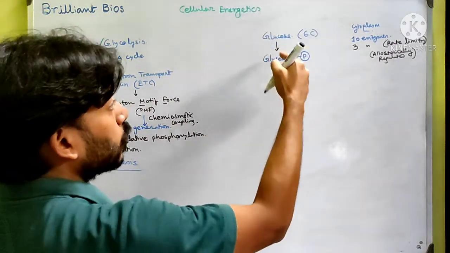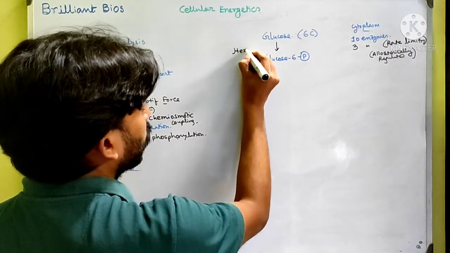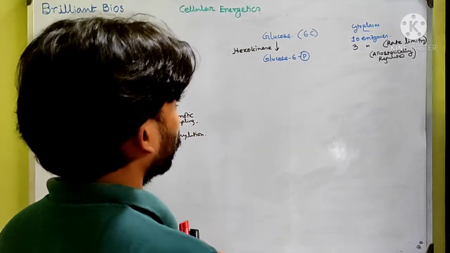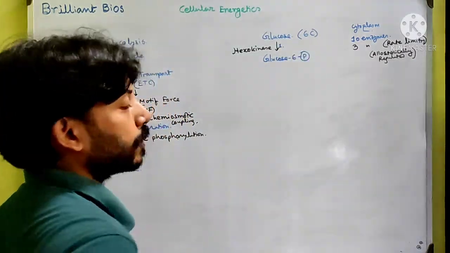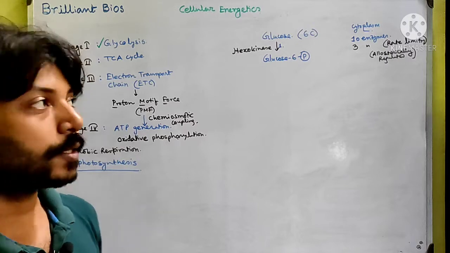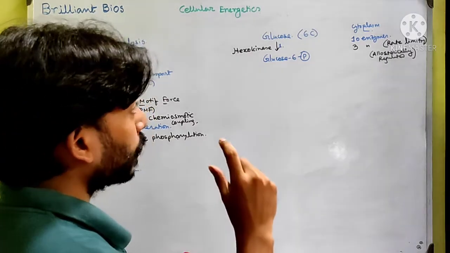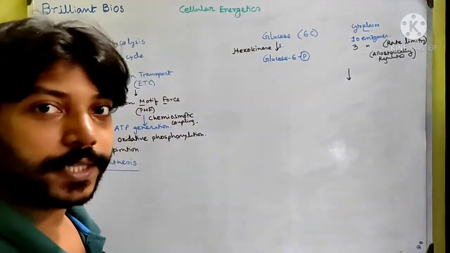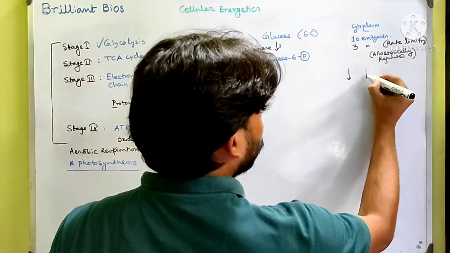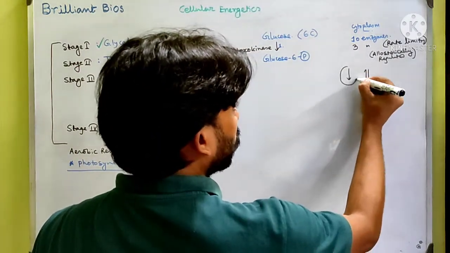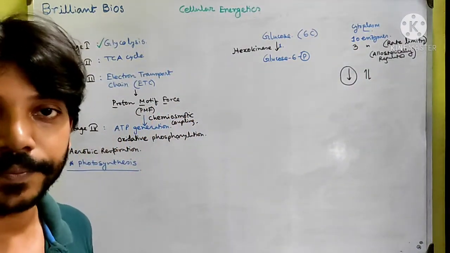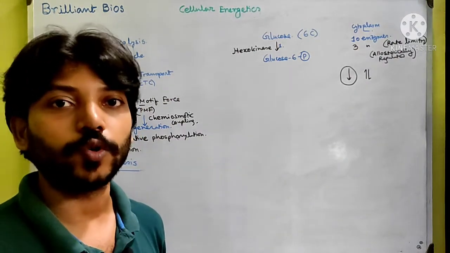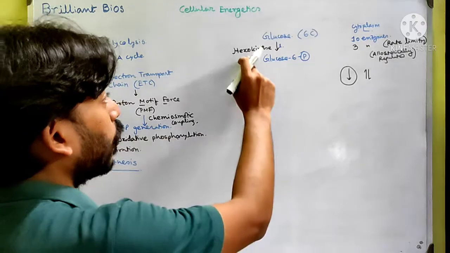Now the first step, the glucose to glucose 6-phosphate transformation, occurs by an enzyme called hexokinase. So this is the first step of glycolysis. Now I have written here one symbol like this. In glycolysis I will draw another symbol like this. This type of symbol is called an irreversible reaction. Once the glucose becomes glucose 6-phosphate, it cannot be converted back into glucose. This is called an irreversible reaction for this enzyme.